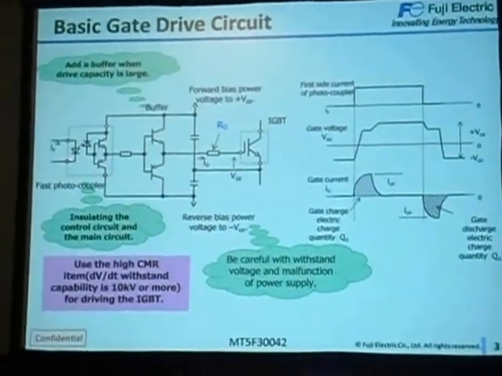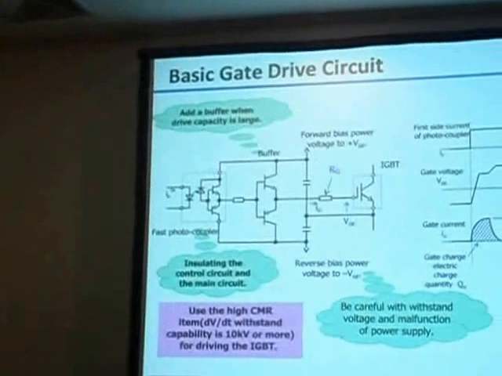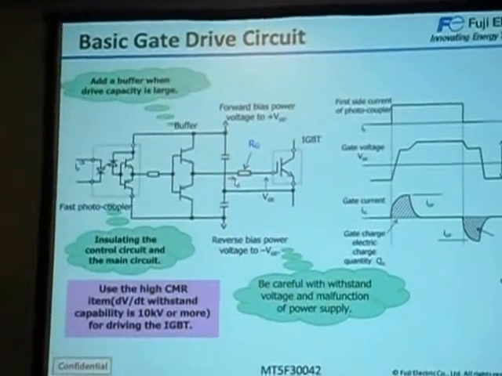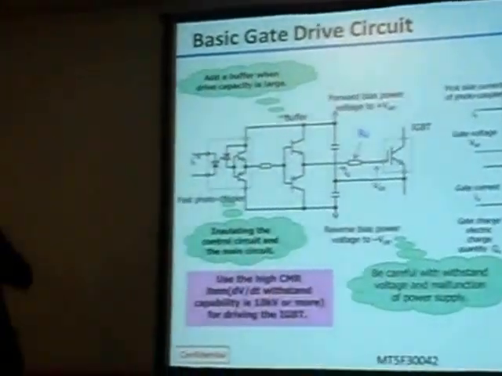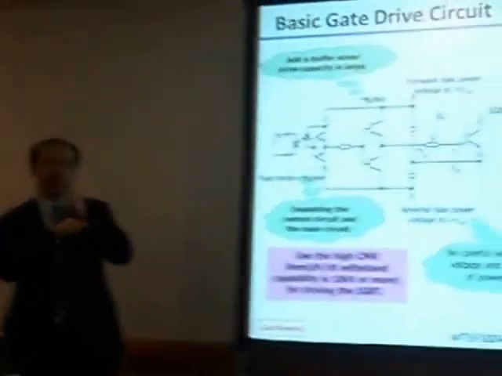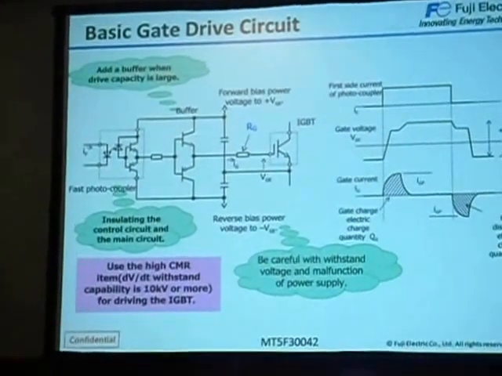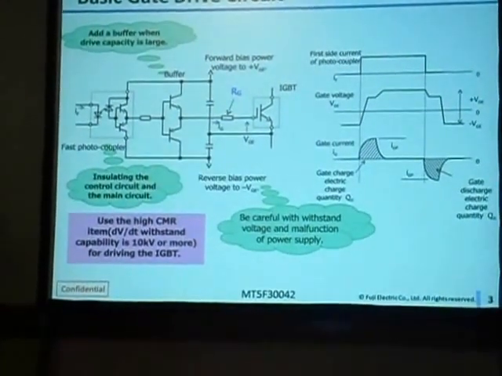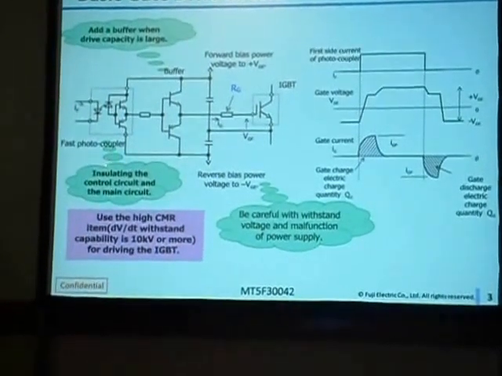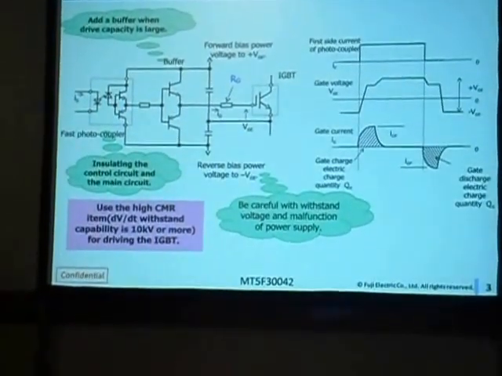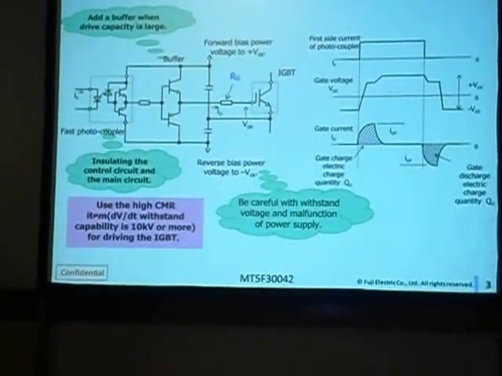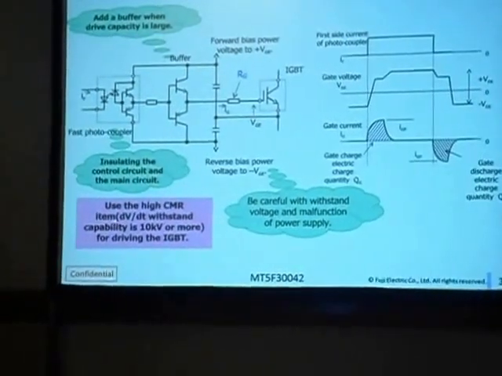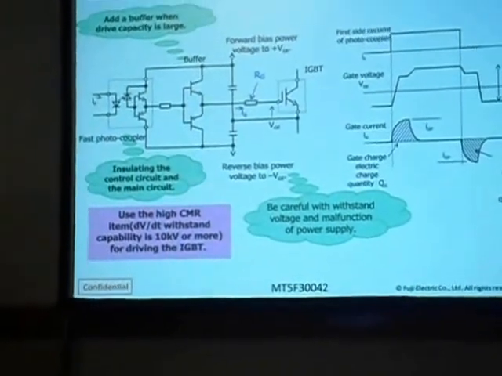First, use optocouplers to isolate the signal to the electrical side, and then drive the buffer and gate resistor and IGBT. So if you drive a high power module, please add buffers between the optocouplers and the IGBT. And for the optocouplers, which insulate the control circuit and the main circuit, please use a high CMR item. So higher dV/dt resistance capability is needed for the optocouplers for driving the IGBT.